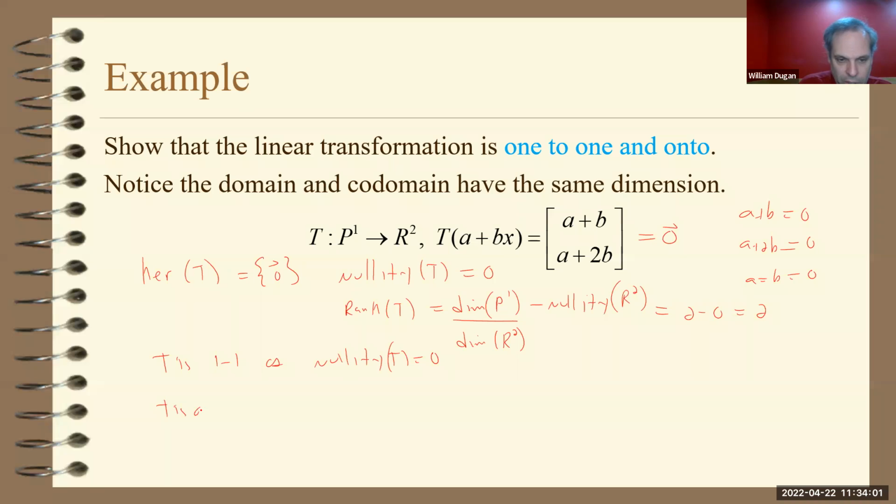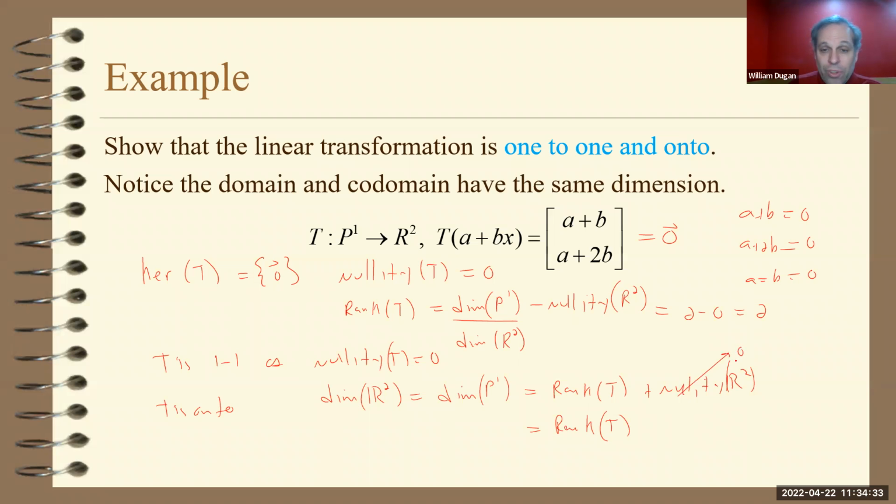And T is onto because the dimension of the target space is equal to the dimension of P1, but that's equal to the rank of T plus the nullity of T, but that is the rank of T because this guy is 0. Notice I never actually needed to compute this, did I? I never needed to know that the rank of T was 2.